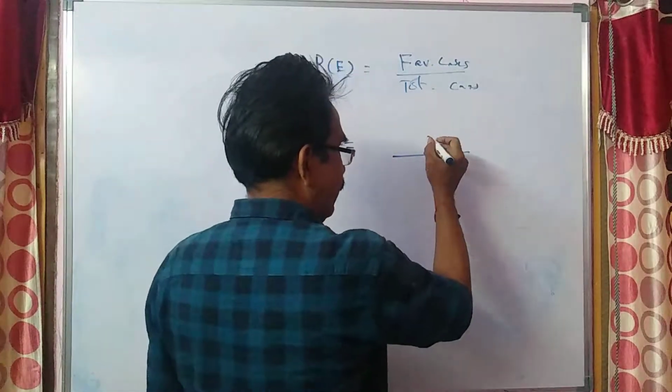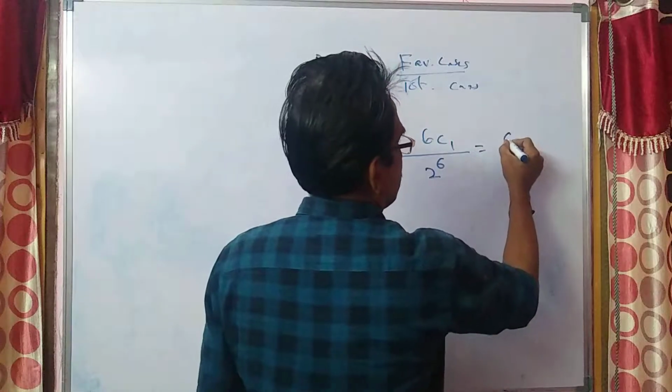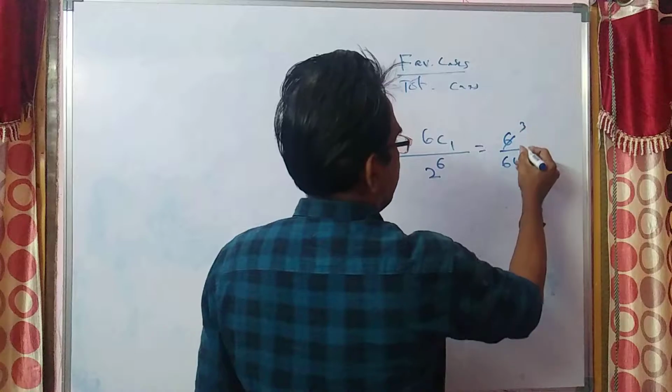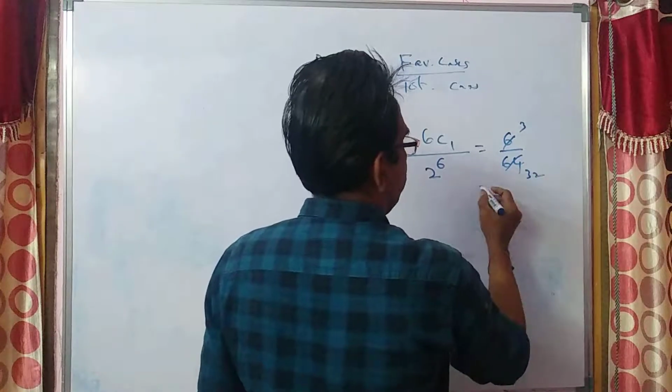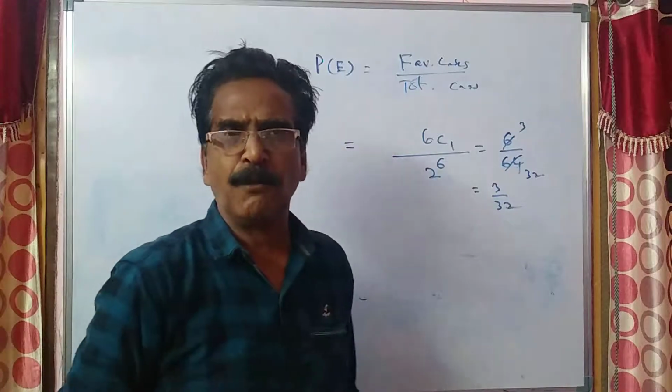So 6C1 by 2 power 6. 6 by 2 power 6, that is 6 by 64. 2 threes are 6, 2 thirty-twos are 64. So 3 by 32 is the required probability.